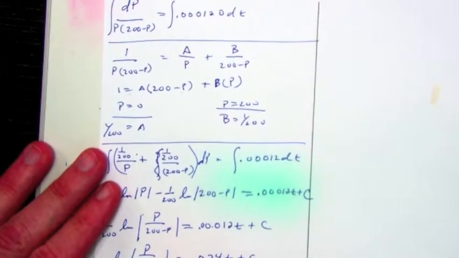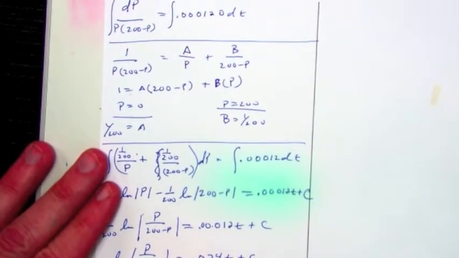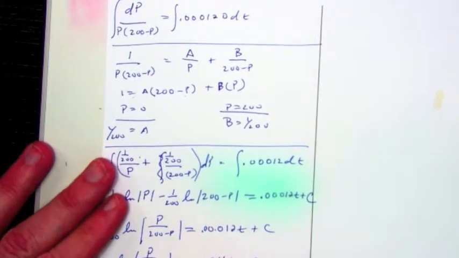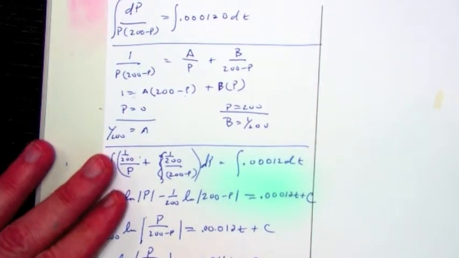All right, so now let's go ahead and exponentiate both sides. So I get P over 200 minus P. And since this is always positive, it stays the same. When I exponentiate the other side, I get C e to the 0.024t.